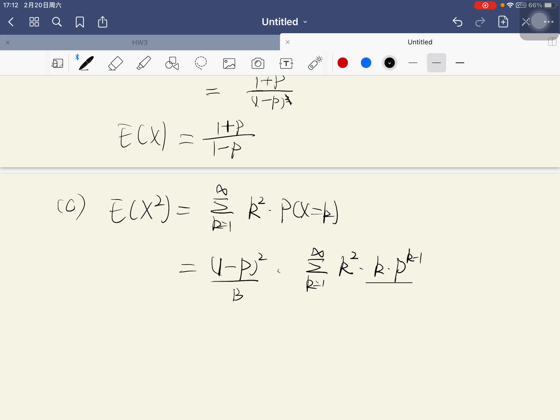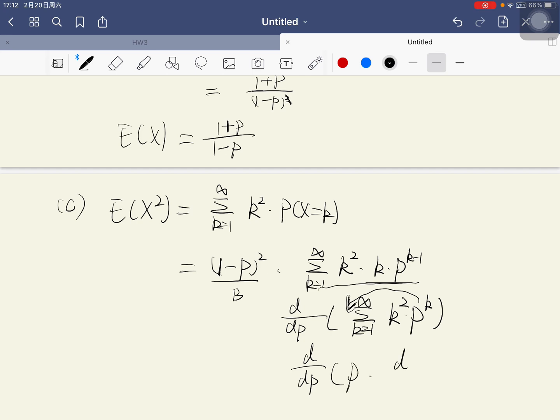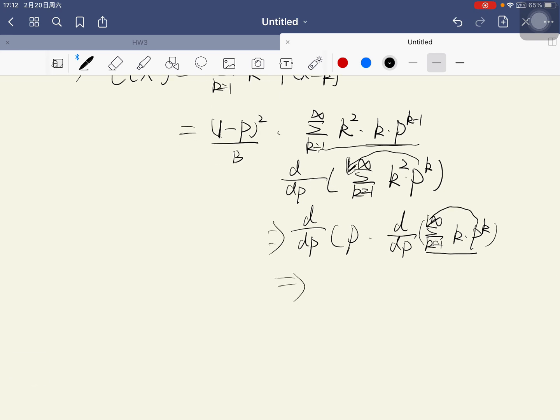We could also write this as the derivative with respect to p of the sum over k from 1 to infinity of k^2 times p^k, and we could also pull out a factor of p at the front. It is equal to p times the derivative of p times the derivative of p of the sum over k from 1 to infinity of p^k.